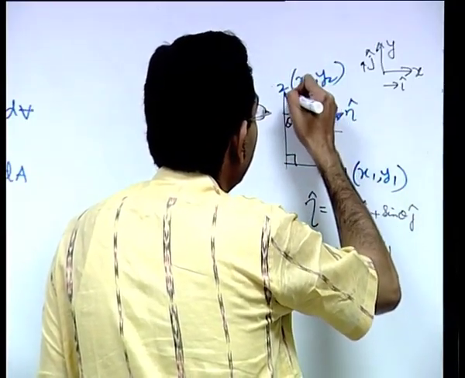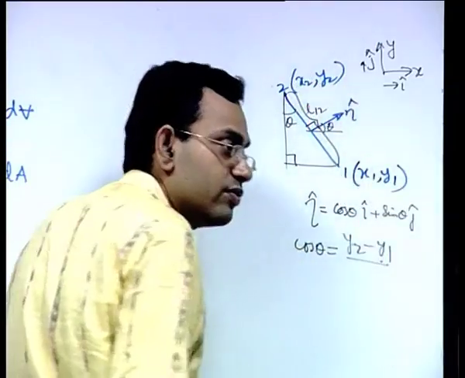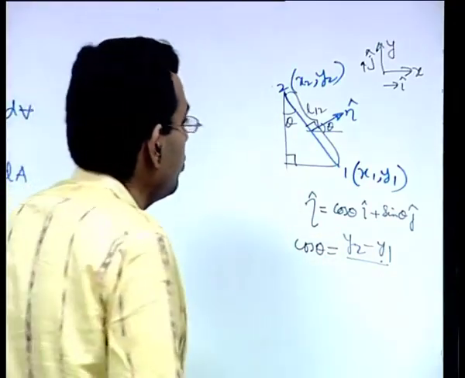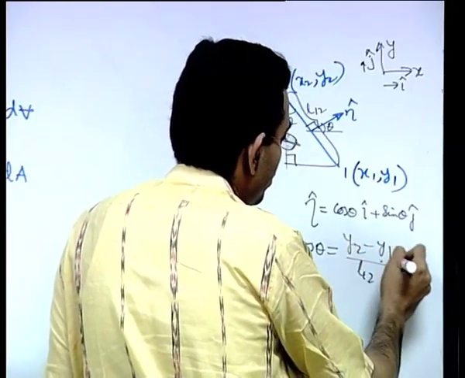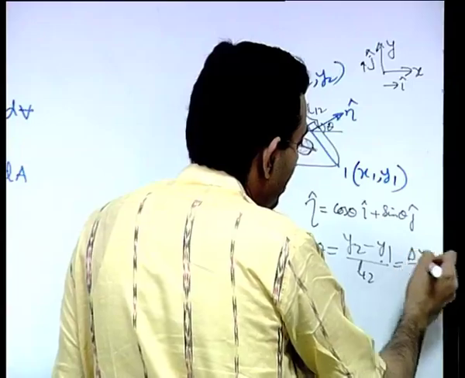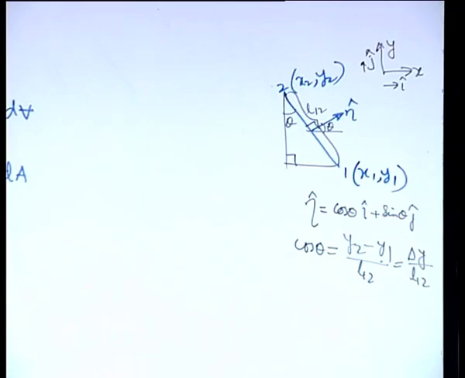Let us call the length of 1 2 L12, that is the length of the edge. So, y2 minus y1 by L12. In shorthand, let us call it delta y by L12, where delta y is y2 minus y1.